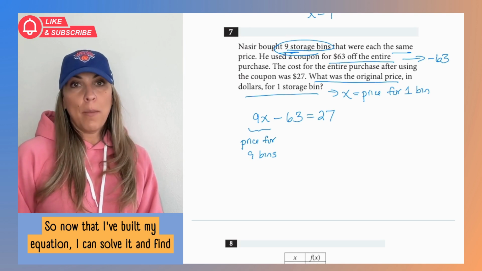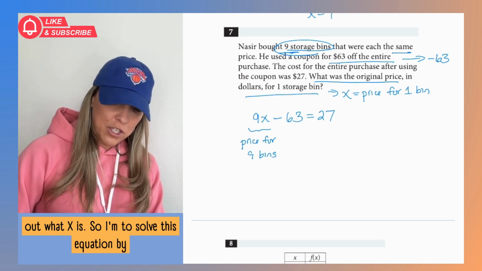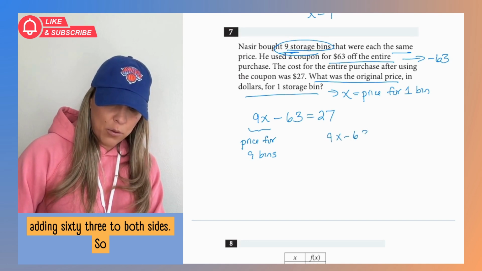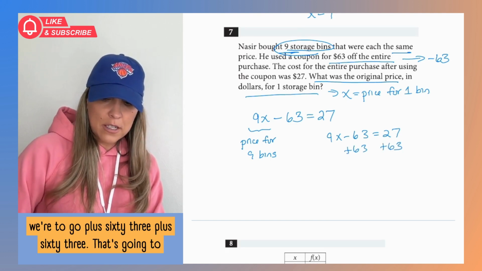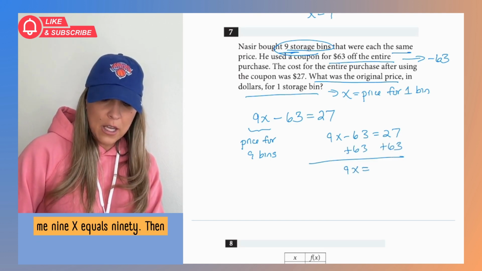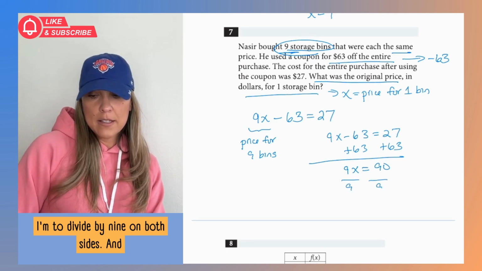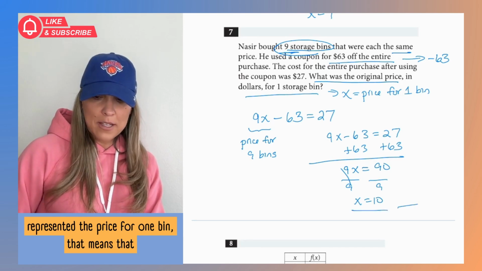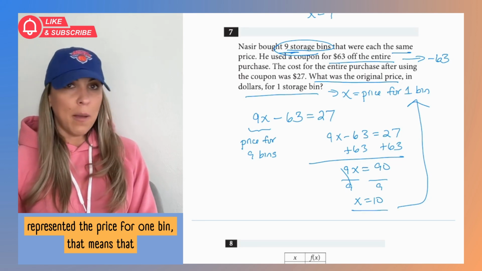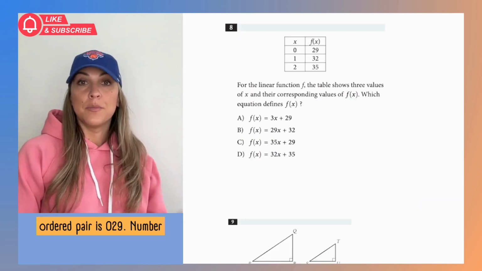So now that I built my equation, I can solve it and find out what X is. I'm going to solve this equation by adding 63 to both sides. So we're going to go plus 63, plus 63. That's going to give me 9X equals 90. Then I'm going to divide by 9 on both sides. And that's going to give me X equals 10. And because X represented the price for one bin, that means that I found my answer. So it was $10 for one bin.